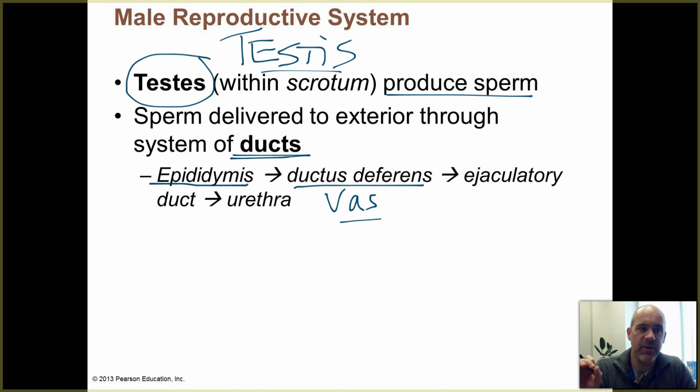From the vas deferens, the sperm move into a very short area called the ejaculatory duct. That's the last place they pass through before they're going to enter the urethra during ejaculation, and that's when they're going to be expelled out of the external urethral orifice that we learned about during the urinary system. And that's going to be their exit point, of course, out of the penis in the male.